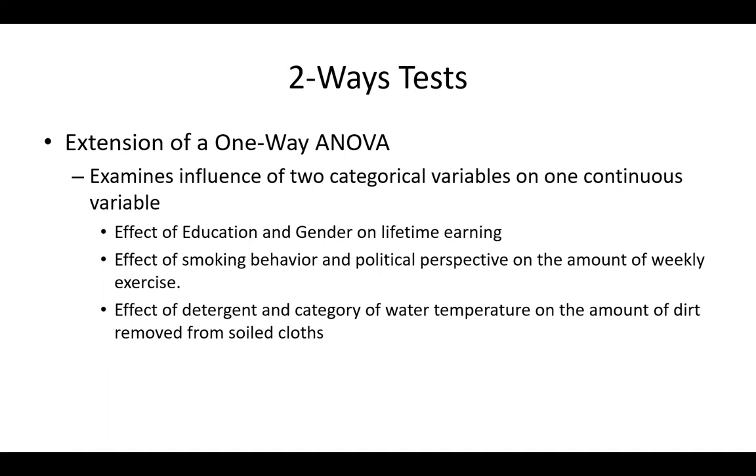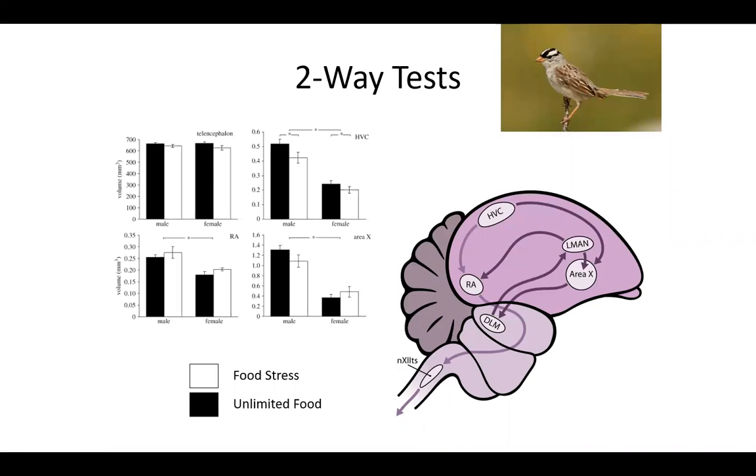A good example, and I like birds, so I choose a bird, is the effect of sex and food stress on the brain development and areas of the bird associated with song learning and song production. Song learning and song production is a relationship between a high vocal center area, RA, and this little nod down towards the brain stem.